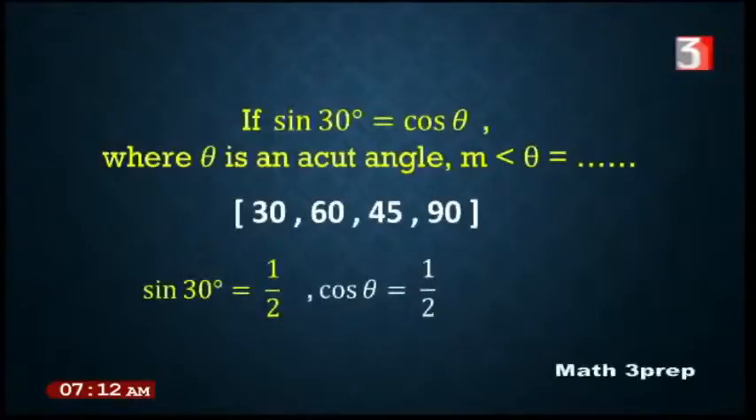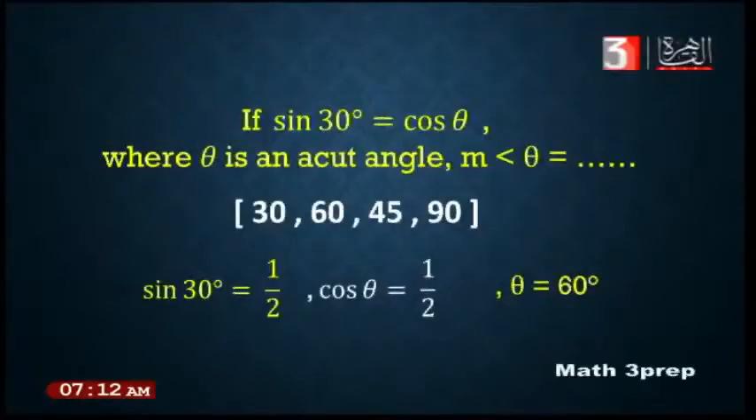To find the value of theta, you are going to press on your calculators. That's correct: shift cosine half. So the value of theta will be 60 degrees, which is considered the second choice. Another example.